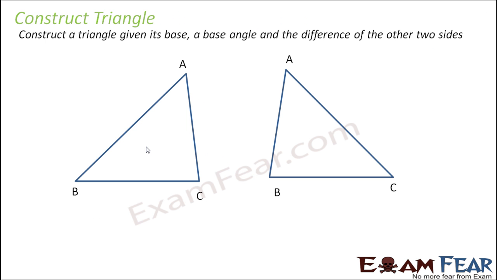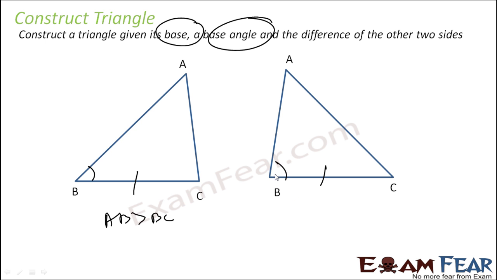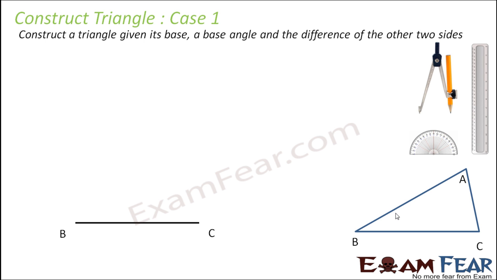Okay. The next example is where the base is given, the base angle is given, and the difference of these 2 sides is given. So there are 2 options. In one case, AB is greater than AC. See, BC is given in both cases, and this angle is given. Correct. Now, 2 options. One case AB is greater than AC. Second case is AB is less than AC. So we have to handle these 2 cases separately because the construction will differ. So let's take the first case where AB is greater than AC.